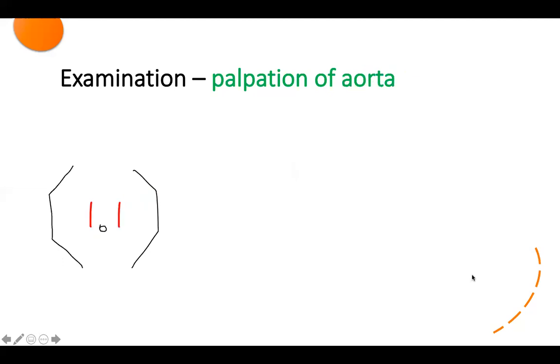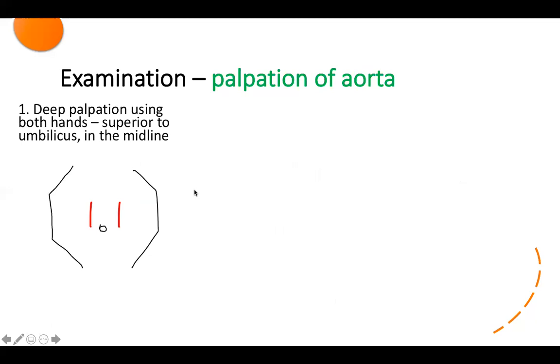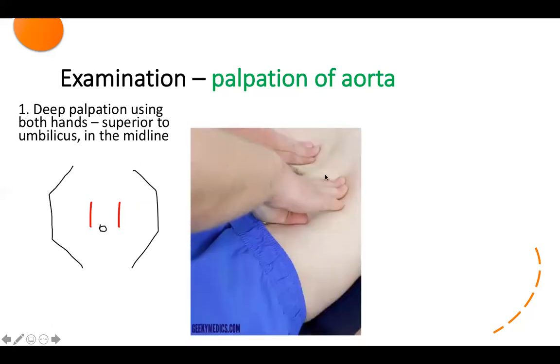Okay. So once you've done a light and deep palpation of the abdomen, you've palpated the liver, you've palpated the spleen. You're now going to move on to palpating the aorta. So it's deep palpation using both hands superior to the umbilicus in the midline. That just means that you want to place both your hands together on either side of the umbilicus. It's approximately at these red lines that I've put there. And that's how you'll place it.